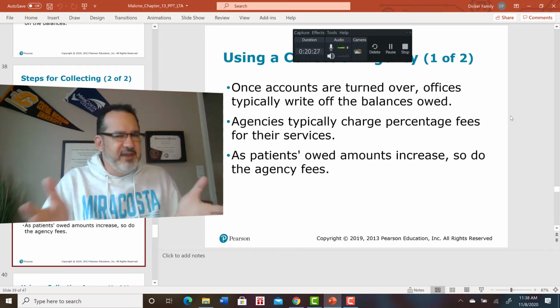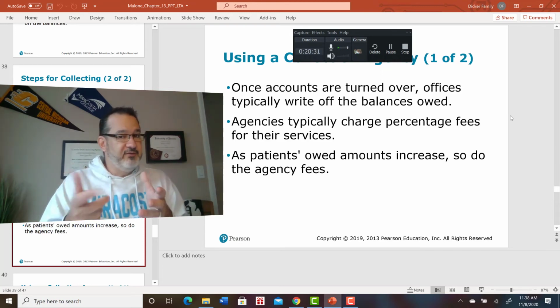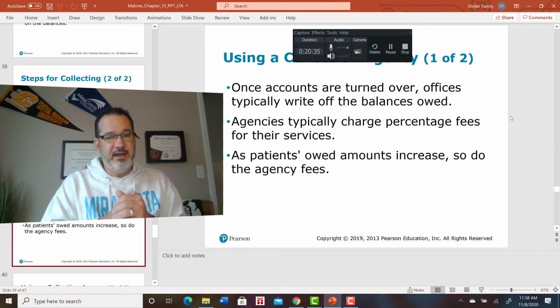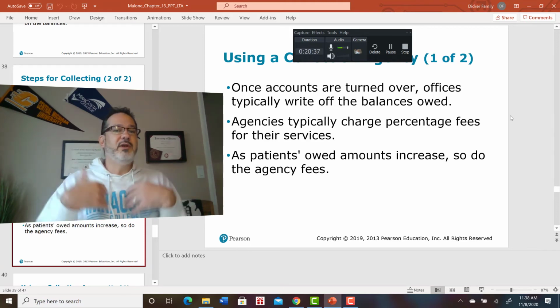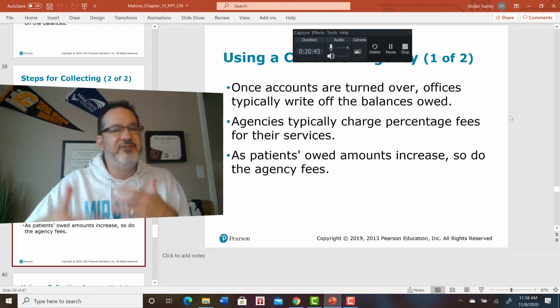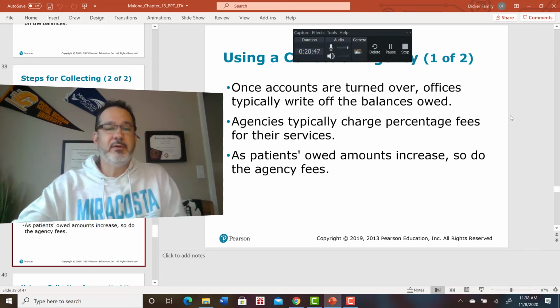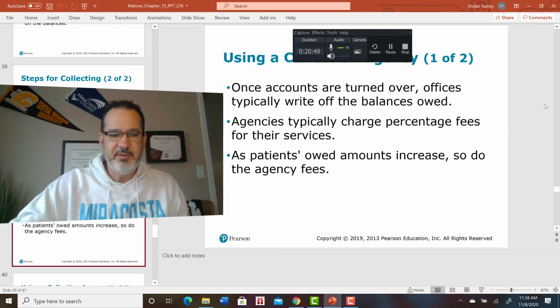So think about it. 10% is fairly low. If we were doing 20% of $3,000, that would be $600 we'd have to pay that collections agency. So then we would get $2,400 of the $3,000 that was owed to us. Is that worth it? Is it worth losing the $600? Maybe, maybe not. Okay, but that's typically what has to be taken into consideration when we use a collection agency.